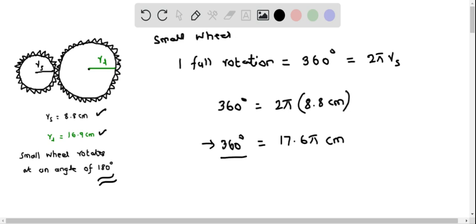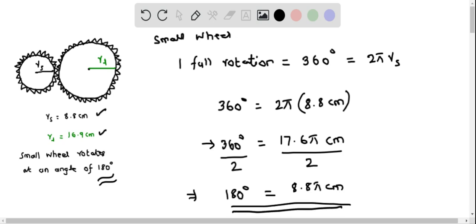Now we want to find out the distance made by the small wheel if it makes 180 degrees. So for that, I'm going to divide both sides by 2. And when I do that, I get 360 divided by 2 is 180 degree, and this is in degrees. So this equals 17.6 divided by 2. So once again we get 8.8 pi centimeter.